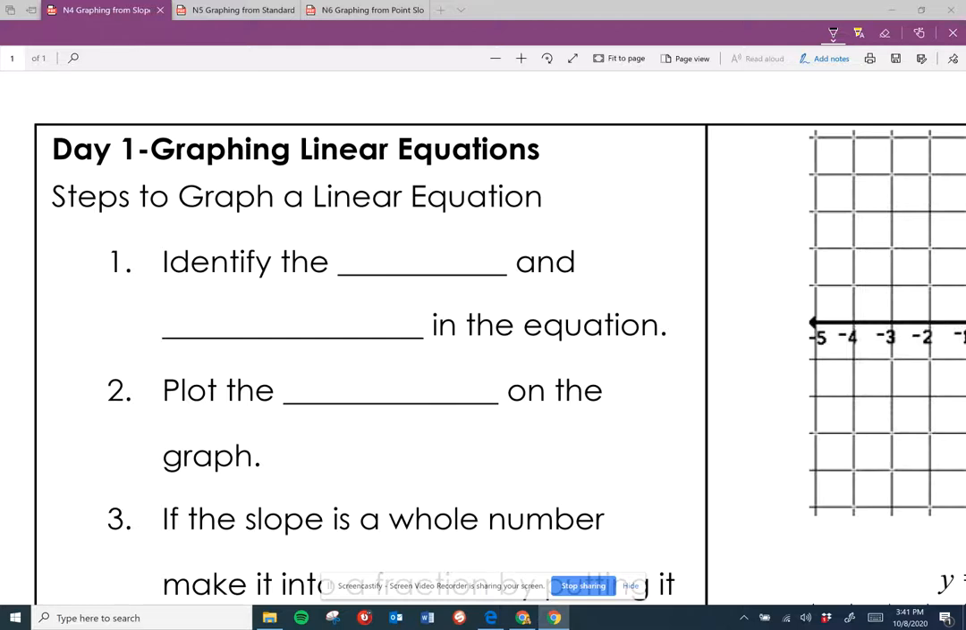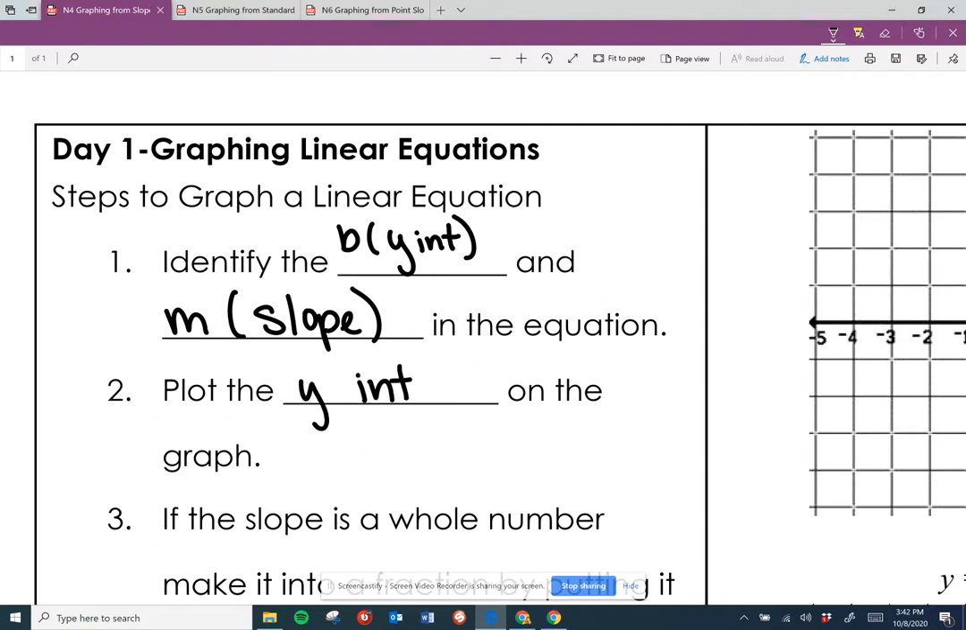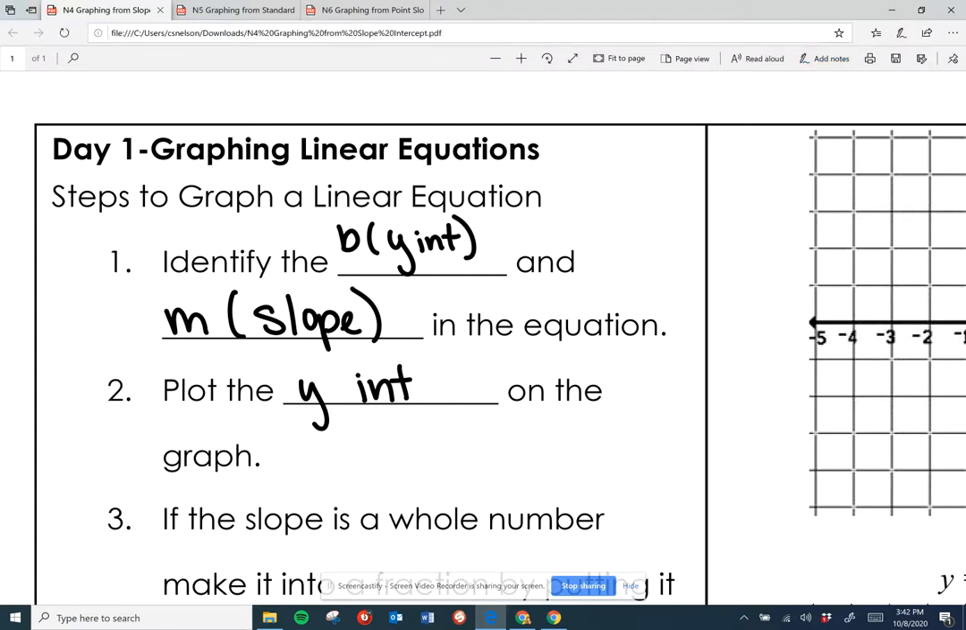Today we're going to be talking about how to graph a line if the equation is in slope-intercept form. So the first step is you need to identify the b value, which is the y-intercept, and also the m value, which is the slope. After you have those two values identified, you need to plot the y-intercept on the graph. It's always the very beginning, and that's always what we're going to want to plot first.